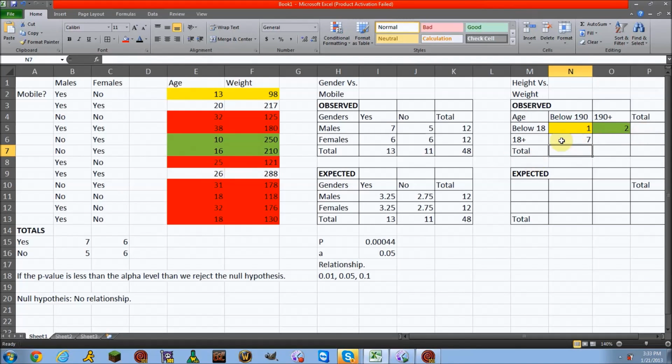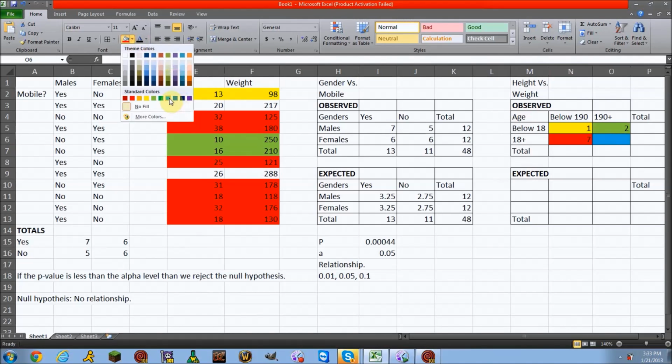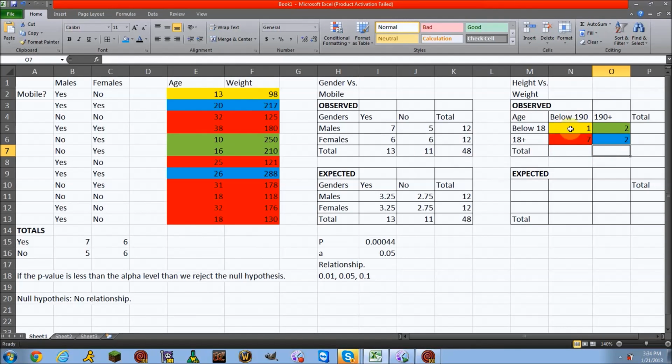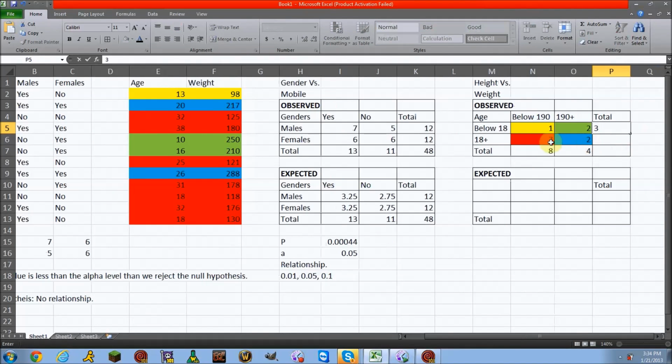And then, once again, you can color code this. And then over here, we'll use blue, which would obviously be these two. Now we add these up. 1 plus 7 is 8. 2 plus 2 is 4. 1 plus 2 is 3. 7 plus 2 is 9. And our grand total will be 9 plus 3 is 12, plus 8 is 20, plus 4 is 24.